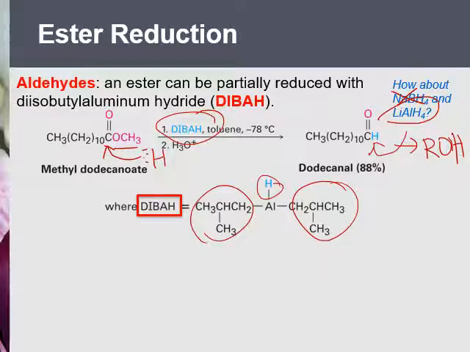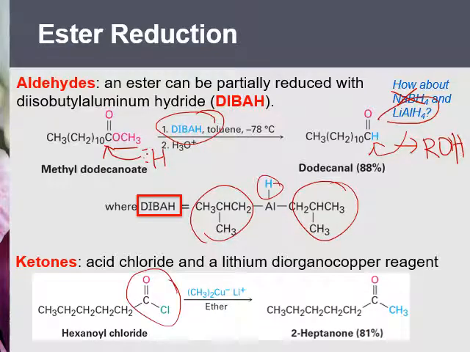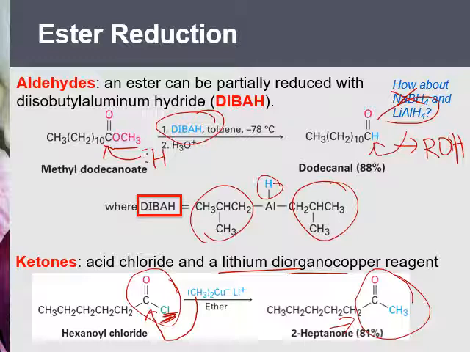A related reaction is to convert an acid chloride into a ketone by lithium diorganocopper reagent, or Gilman reagent. With chlorine as a leaving group, the carbanion attacks the carbonyl carbon, the leaving group leaves, and that gives you a ketone. Note that if we use Grignard reagent, the carbanion will attack twice. First it gives you a ketone, and then it attacks a second time, and the final product is an alcohol.